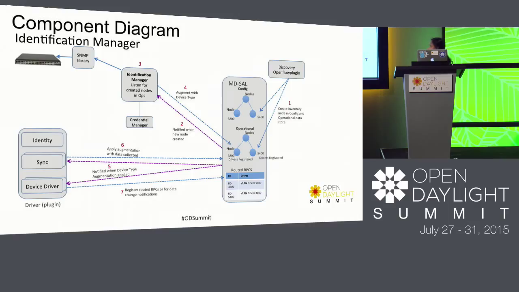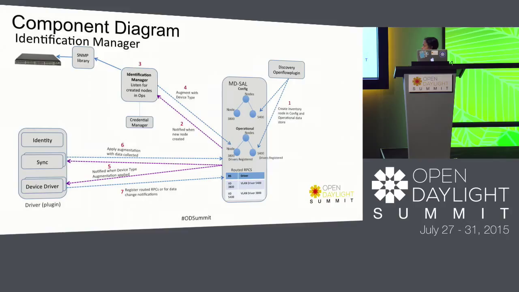So this is a bigger picture that goes end to end, showing what happens when the device gets connected to the controller, all the way up to the routed RPC registration. Let me explain this once again. The first step is, when a node gets connected to the controller, the OpenFlow plugin discovery component creates a new node in the MD-SAL data store. It's an inventory node. As I said, when the inventory node gets created, the identification manager gets notified.